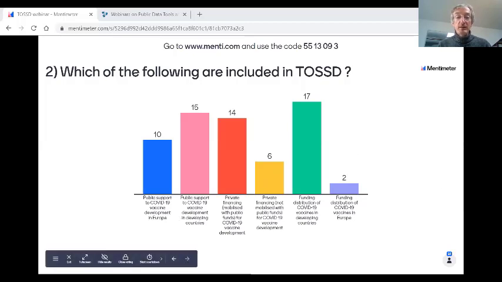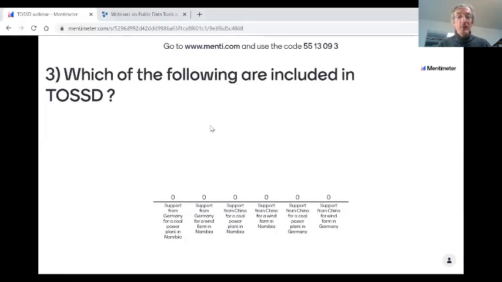Next question. Which of the following are included in TOSSD? Support from Germany for a coal power plant in Namibia. Support from Germany for a wind farm in Namibia. Support from China for a coal power plant in Namibia or for a wind farm in Namibia. Support from China for a coal power plant in Germany and support from China for a wind farm in Germany. Which are TOSSD eligible?